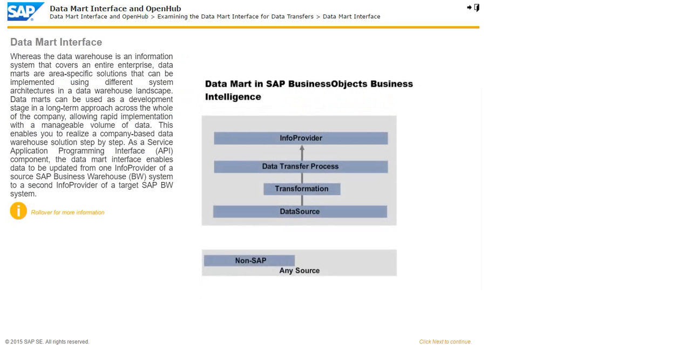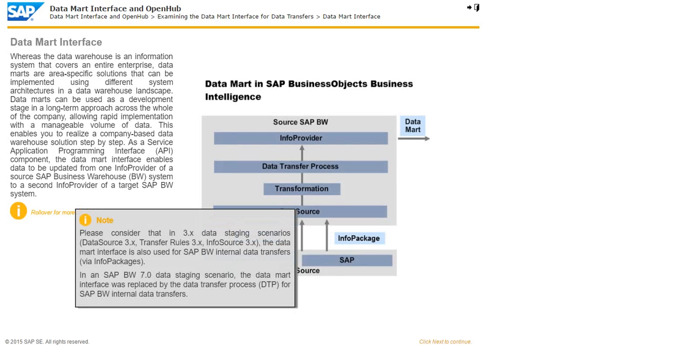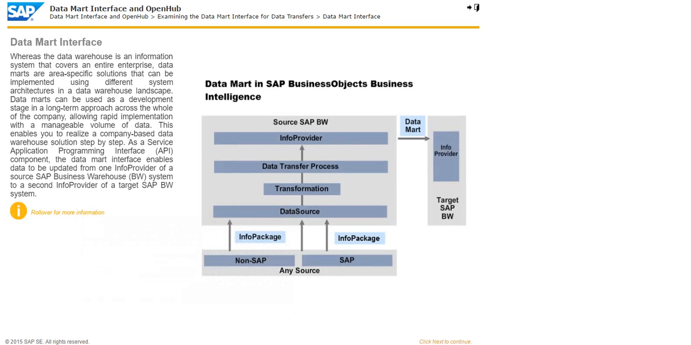The Data Mart interface facilitates data exchange between several SAP BW systems. The system that supplies the data is described as the source SAP BW system. The system that receives the data is the target SAP BW system.